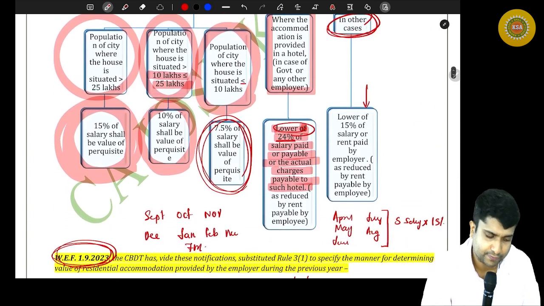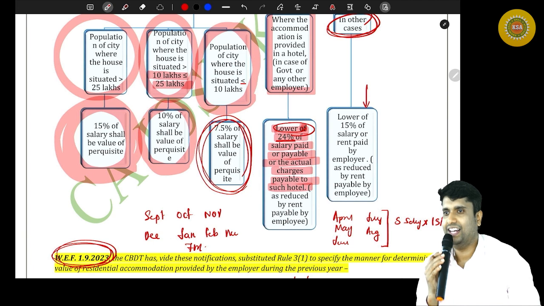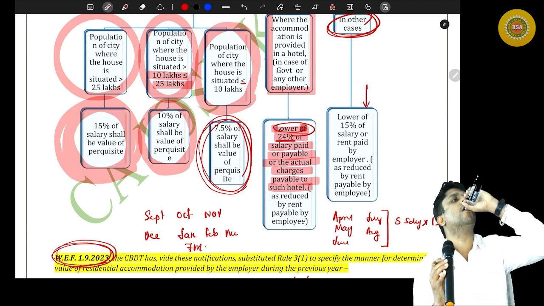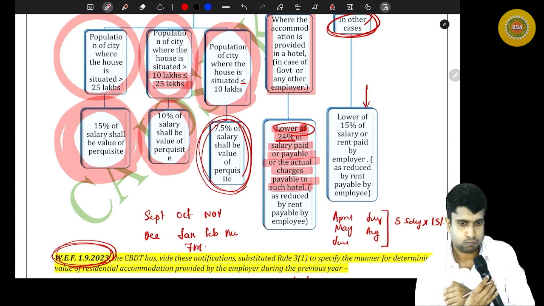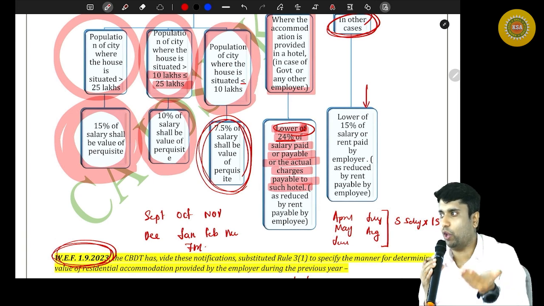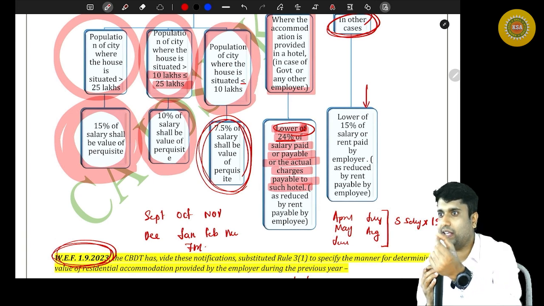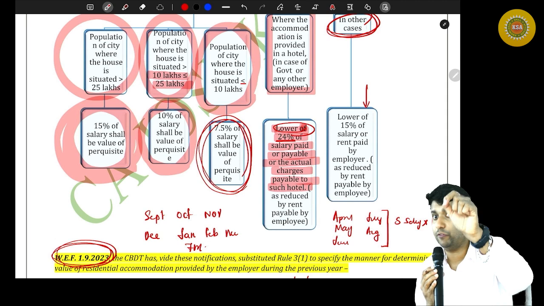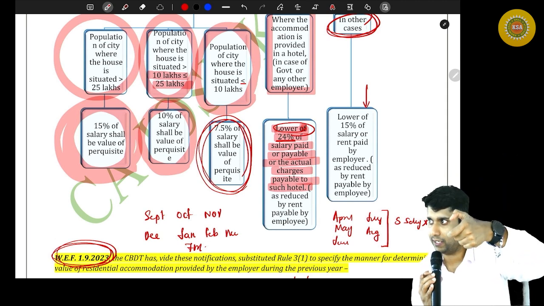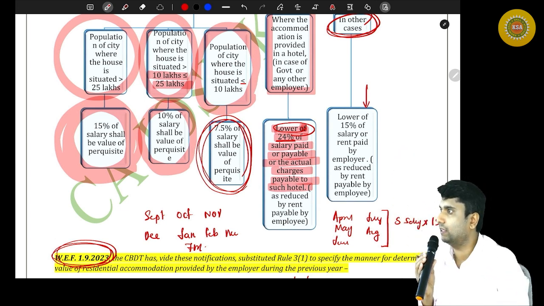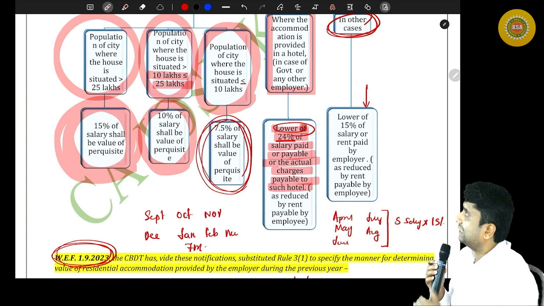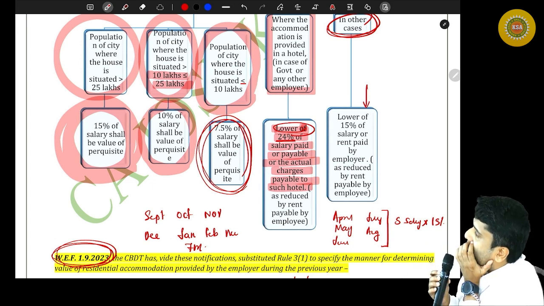Can you read this box? Read it properly. Lower of... as reduced by the rent payable by the employee. That is always there. If the employee pays something to the employer for the benefit that he accepted, then you always have to net it off. Are you with me? So, if it is a proper rented house, then how do you value the perk?